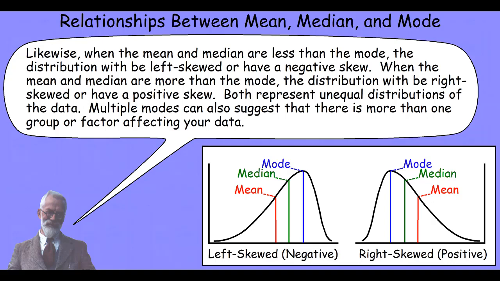One other thing that I want to mention again: if you discover that you have multiple modes, well, then you know right away that your data isn't a normal distribution. And in fact, oftentimes multiple modes will suggest that there's more than one group or factor that's affecting your data.